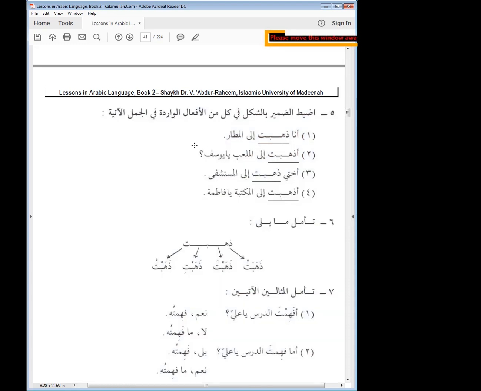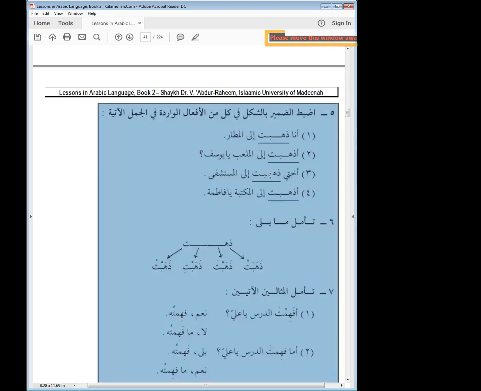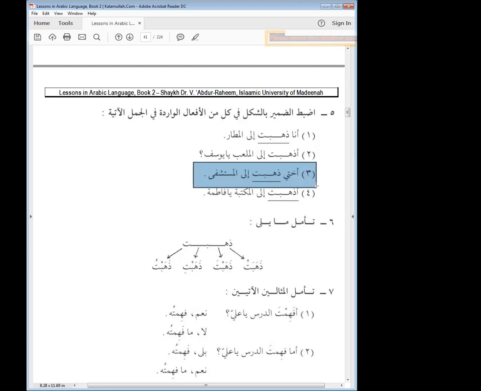Next line. You need to read at least a little bit further to know if this is dhahabta or dhahabti. We see at the end there you're speaking to Ya Yusuf, a male person, so you would say ta. Dhahabta ila al-mal'ab ya Yusuf. Say after me. Next one: ukhti dhahabat ila al-mustashfa.